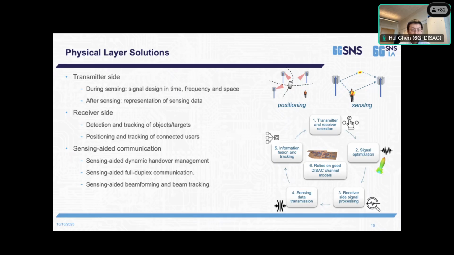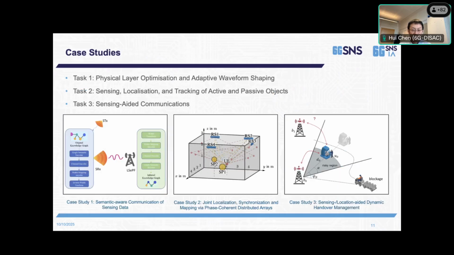Could we move to the next slide? In these slides, we split the physical layer solutions into three tasks. The first one is physical layer optimization and adaptive beam shaping. The second task is sensing, localization, and tracking of active and passive objects. And the third task is sensing-aided communication. In each of those tasks, we provided one use case. So case one is semantic-aware communication of sensing data.